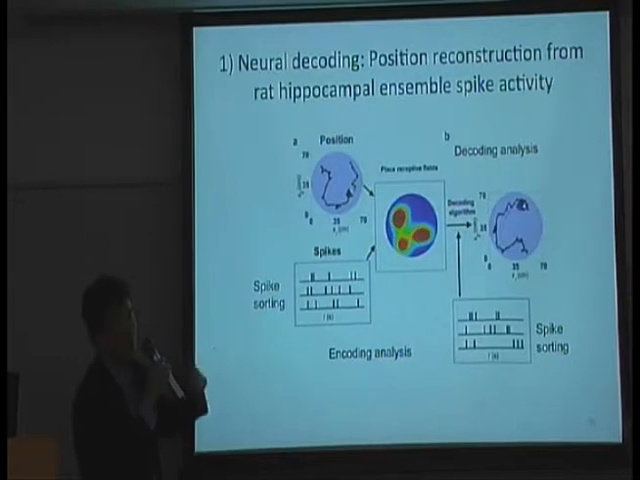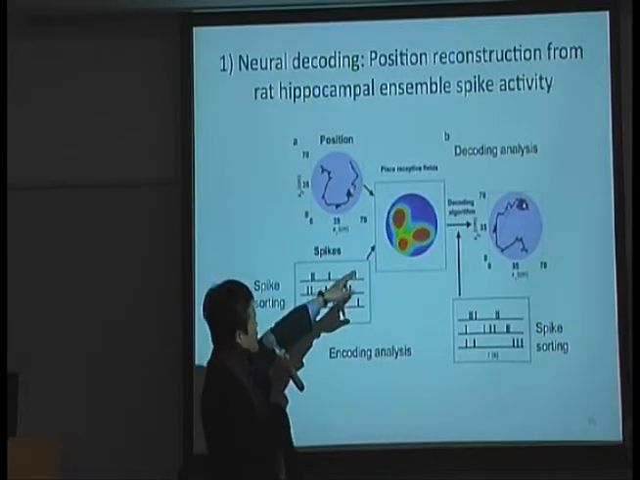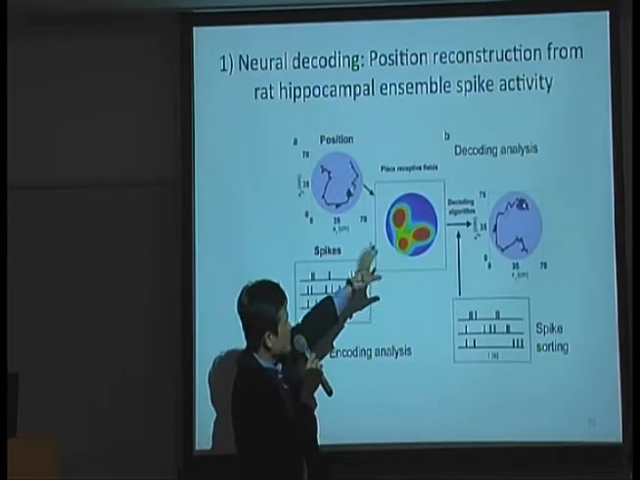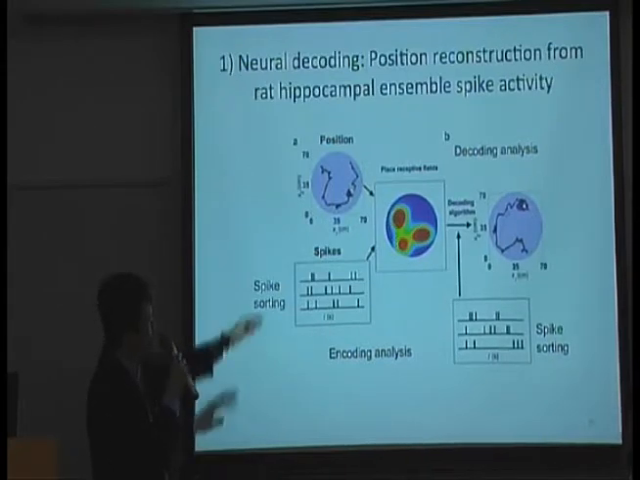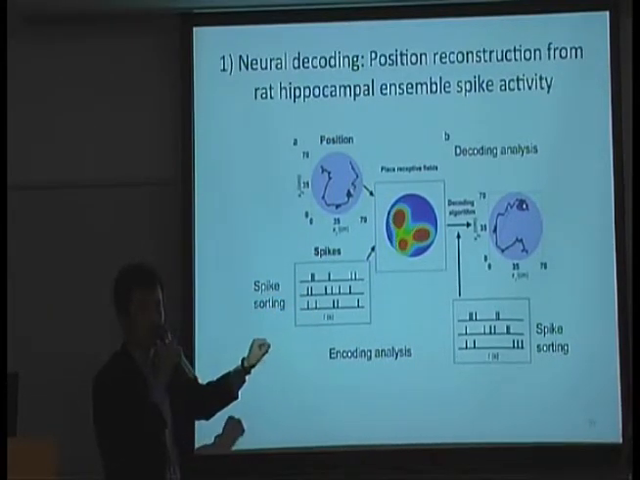Of course, there are other approaches that can sidestep this procedure. But typically, you do spike sorting, and then encoding analysis. Basically, you want to construct a receptive field for each unit. This is like a receptive field shown here. And then, since you have the receptive field, you can come up with a likelihood model, right?